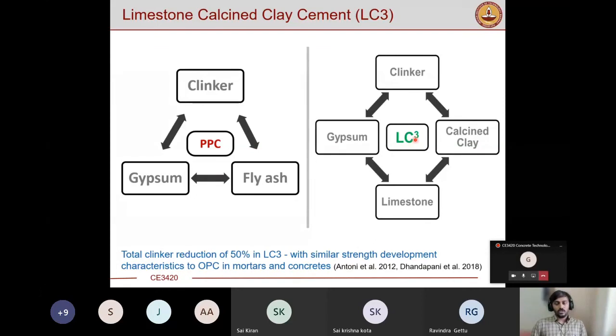So you don't burn the limestone, which means calcium carbonate. When you burn, it leads to carbon dioxide emission. So instead, you directly add this material. So by going for this combination, we are able to bring down the clinker content to about 50%, right? Without any compromise on the property.